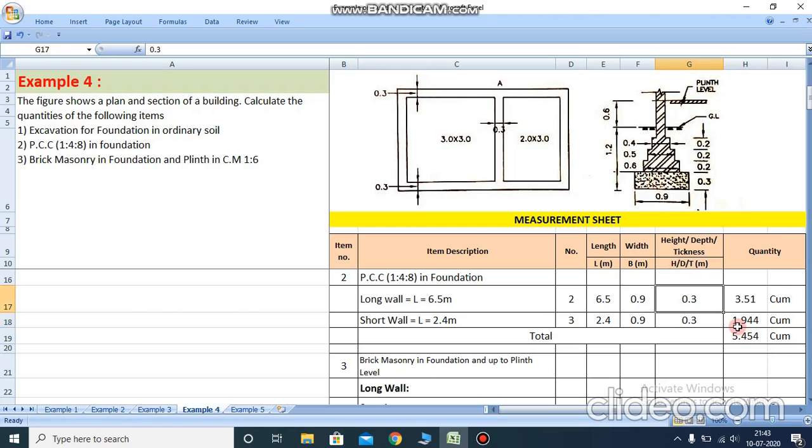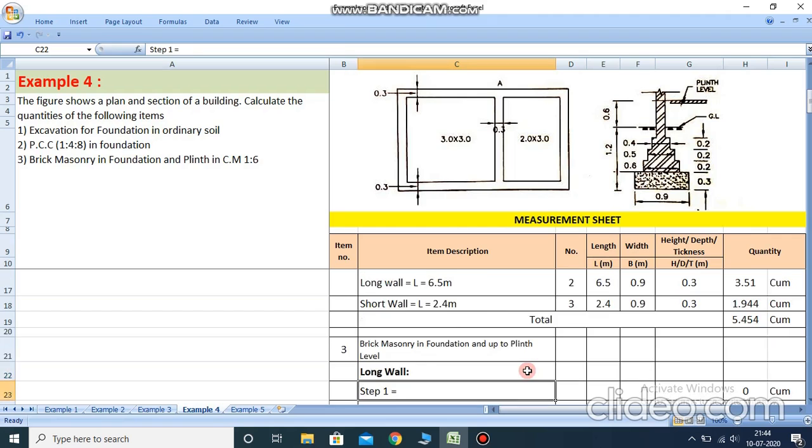Now we calculate the total quantity, which is a multiplication of 3 multiplied by 2.4 multiplied by 0.9 multiplied by 0.3. It's 1.944 cubic meter. So PCC work is always counted in cubic meter. Now the total PCC work is a summation of the long wall and short wall. We got the total answer as 5.454 cubic meter. So it's the total quantity of the PCC work for the foundation.